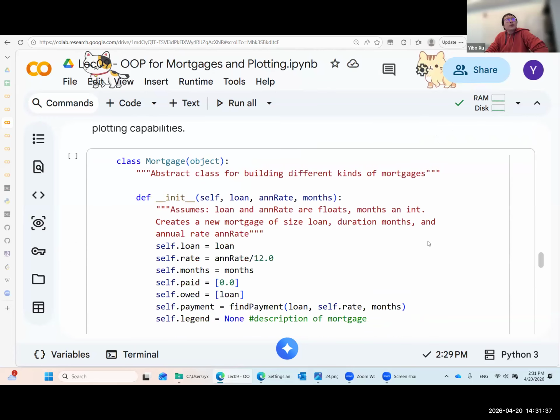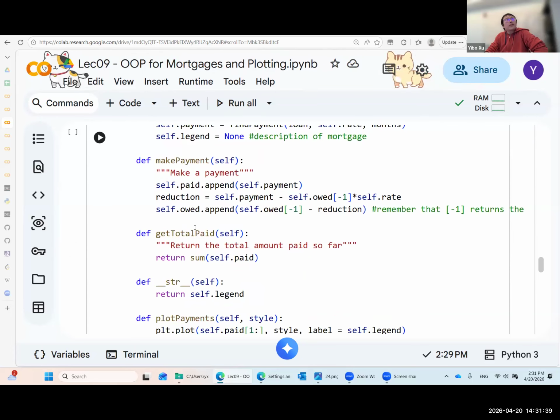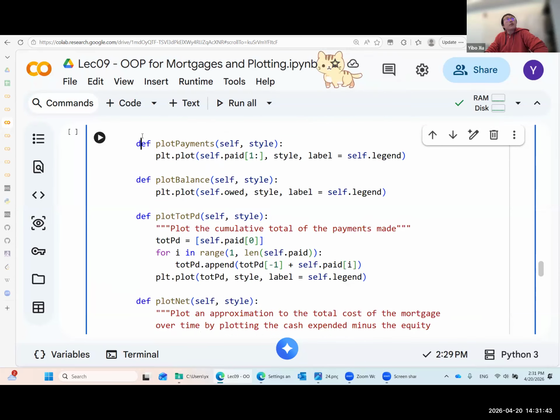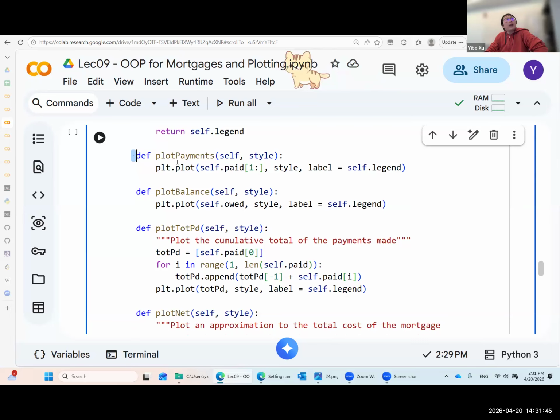Augmented mortgage class. All those things are the same as before. But now we have a few different functions that we are plotting. So I'm going to plot the amount paid, but now it's a sequence starting from the first entry all the way down.